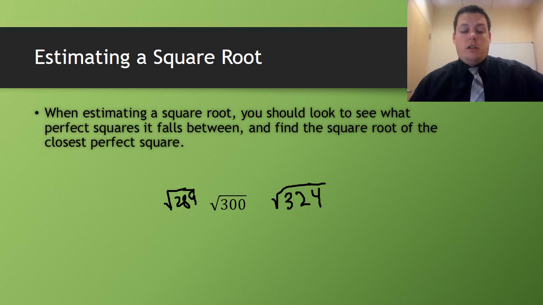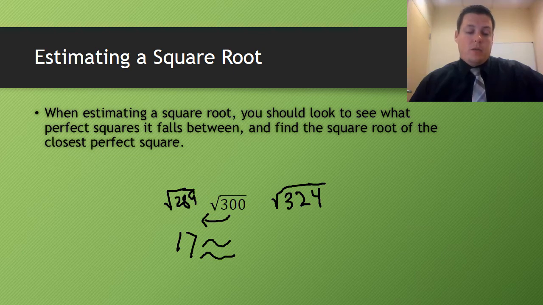So which one is 300 closest to? Well, 300 is a little closer to 289. And we know that the square root of 289 is 17. So what we're going to say is, and I'm going to use this instead of equals, this is called approximately equal to, or estimated. The square root of 300 is approximately equal to 17.